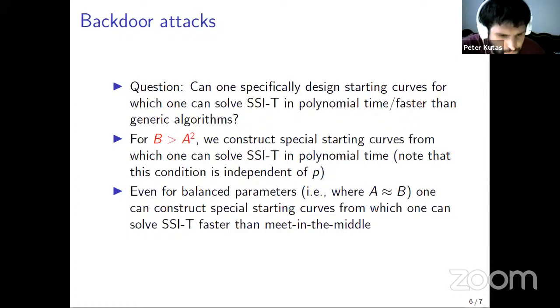Furthermore, even for balanced parameters, meaning that A is roughly the same size as P, one can construct these special backdoor curves from which one can solve SSIT at least faster than meet in the middle. And we also counted these curves, and we believe that these backdoor curves are hard to distinguish from random curves.